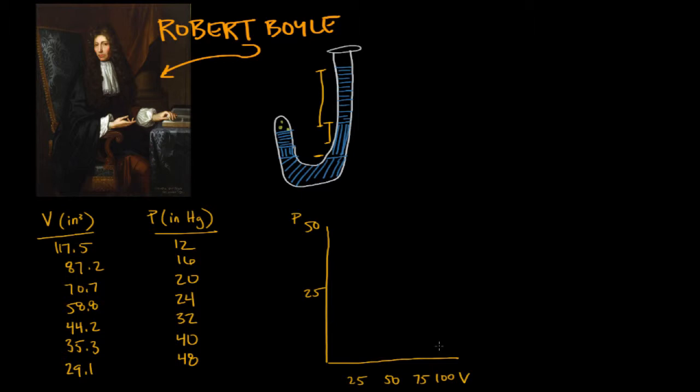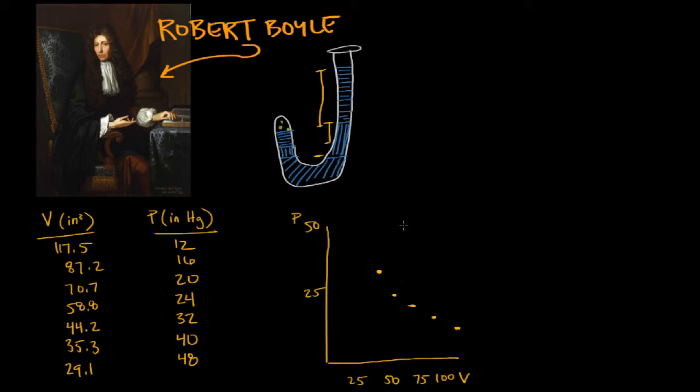And so we see that when our volume is 117.5, our pressure is 12. So that'd be right about here. And we see that as our volume is 87.2, our pressure goes up a little bit to 16. And when our volume is 70.7, our pressure is about 20, so that'd be about right there. And when our volume is just about 60, our pressure is 24. And then as our volume goes to 44.2, we have 32-ish, that'd be about right there.